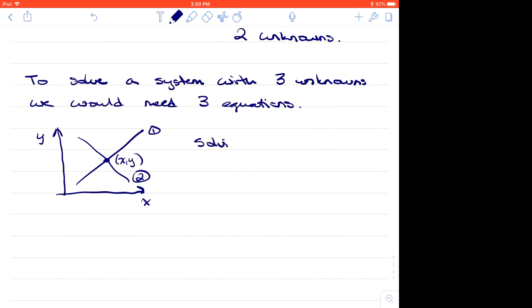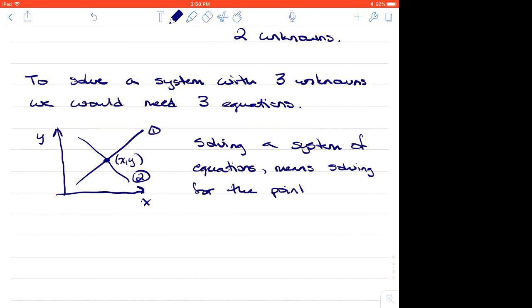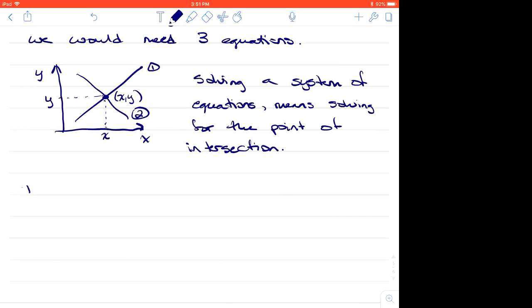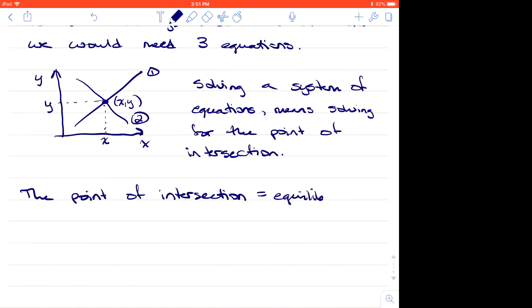Okay. So solving a system of equations means solving for the point of intersection. There's only one value of x and one value of y that's going to satisfy both equations at the same time, right? And the point of intersection is also the equilibrium point. That's why we care about it.